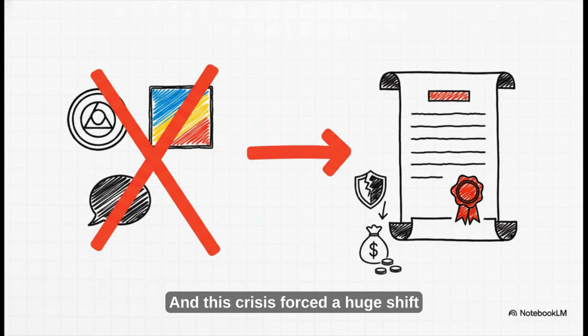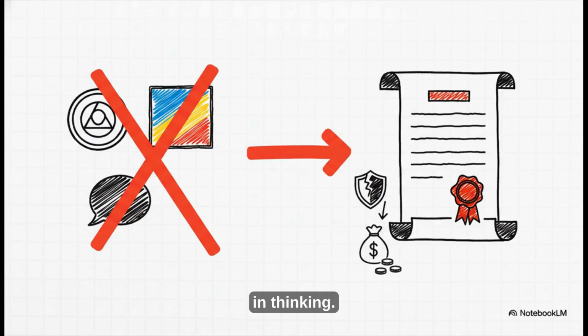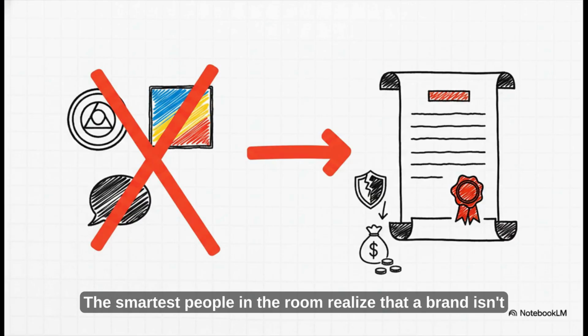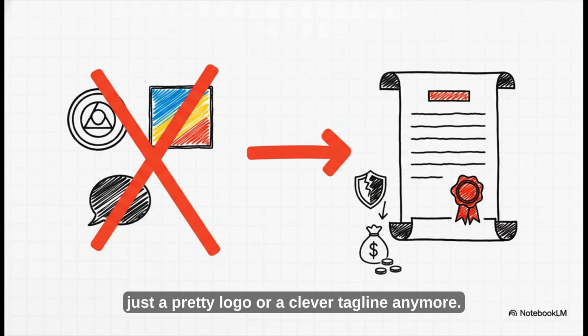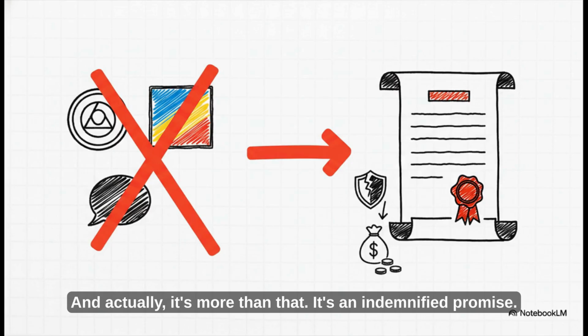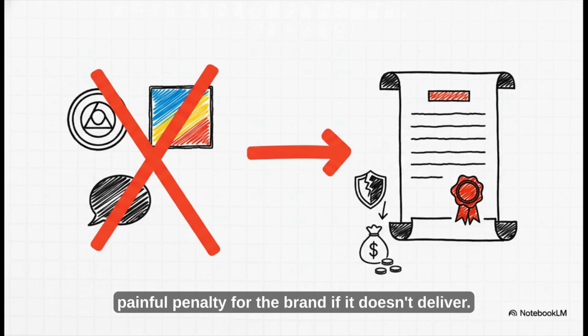And this crisis forced a huge shift in thinking. The smartest people in the room realized that a brand isn't just a pretty logo or a clever tagline anymore. No, a modern, resilient brand is a contract. It's a promise. And actually, it's more than that. It's an indemnified promise, one that carries a real, painful penalty for the brand if it doesn't deliver.